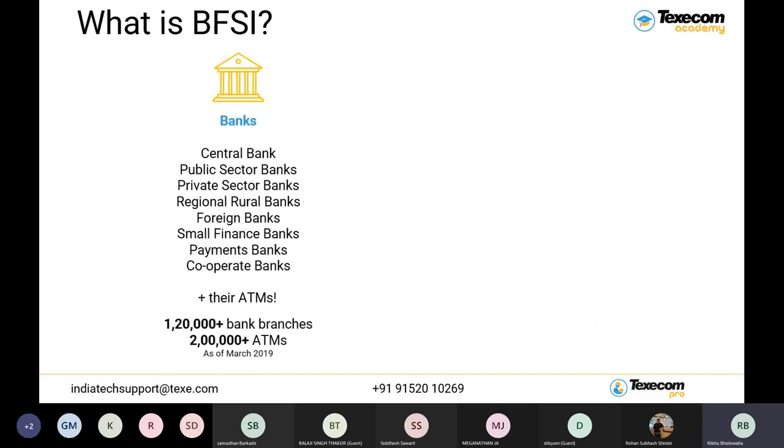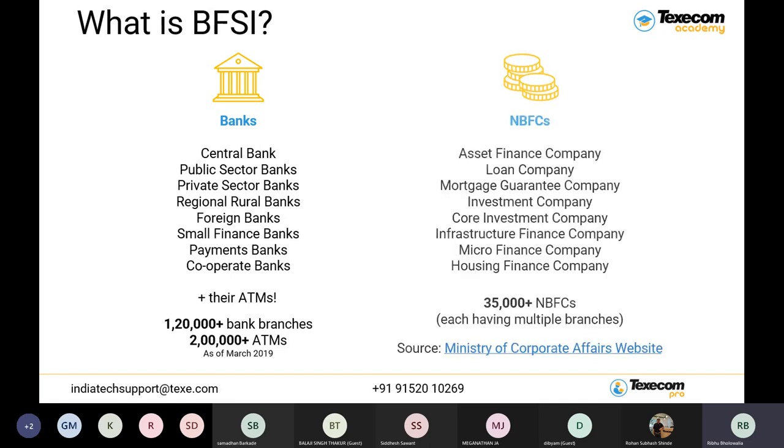BFSI is basically, as I have already told you, all the banks, whether it's a central bank, public sector banks, foreign banks, regional banks, or small finance banks. Everything which is related to banks along with the ATMs comes under BFSI, right? Then apart from this, there are NBFCs, like you have heard of Muthoot Finance, Muthoot Fincorp, Manappuram Gold Loan, housing finance companies, India Bulls, all these are there. Roughly 35,000 plus NBFCs are available in India. And if we talk about the banks, there are roughly 120,000 bank branches along with 2 lakh ATMs. So all these make up your BFSI, right?